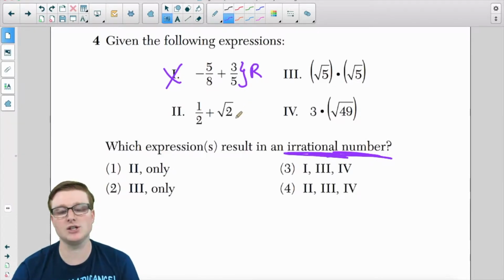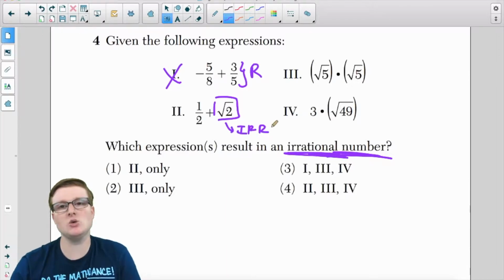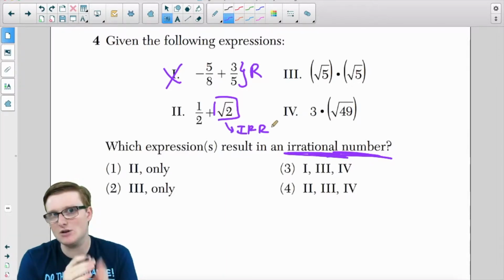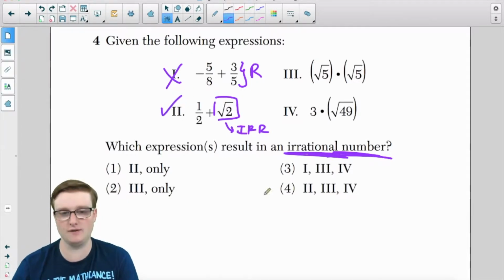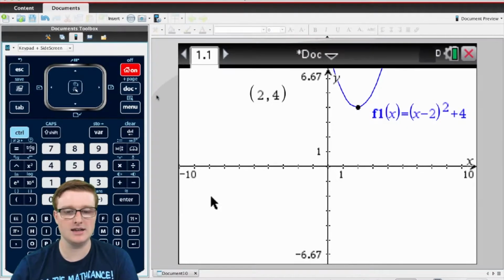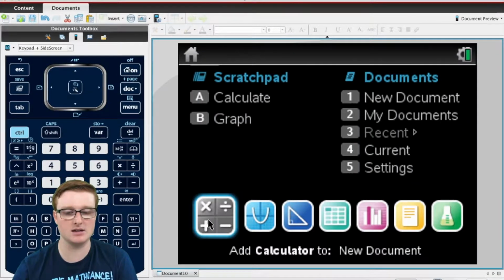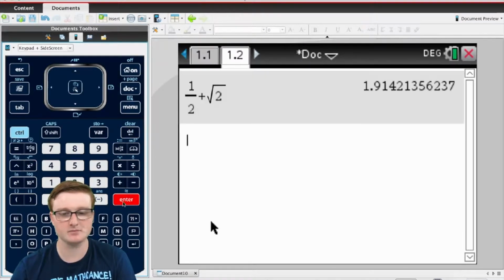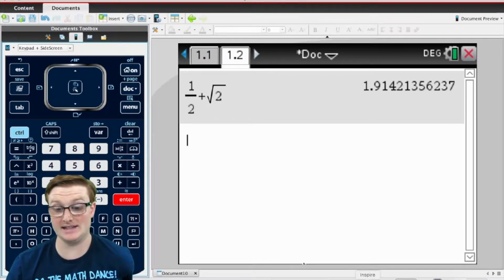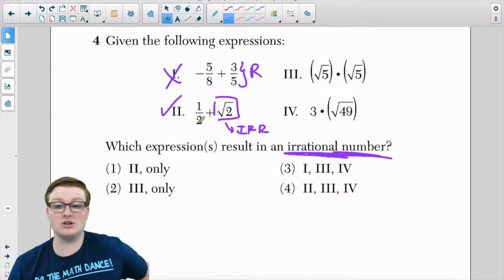1 plus radical 2. Wait a minute. Radical 2 is an irrational number. When you add a rational and an irrational number, it will result in an irrational number. So that is correct so far. And how you could tell is if you just go to your calculator and take 1/2 plus radical 2, you get an irrational number. So that definitely would result in an irrational number.